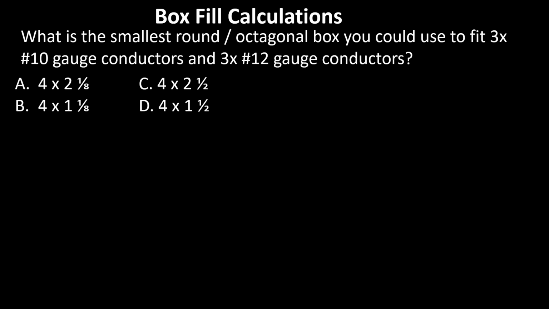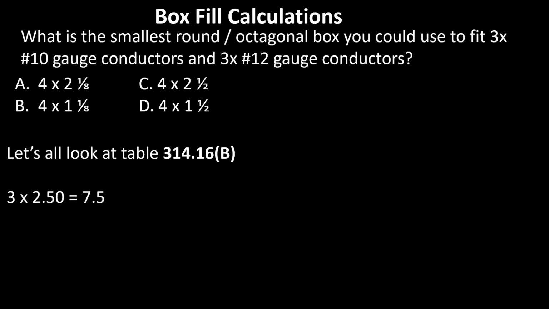What is the smallest round octagonal box you could use to fit 3 10-gauge conductors and 3 12-gauge conductors? So we're going to head to 314.16(B). And then what we're going to do is find out what the cubic inch volume is for a 10-gauge conductor. In this case, we find out that it's 2.50, so we're going to multiply that by our 3 conductors. That's going to give us 7.5.